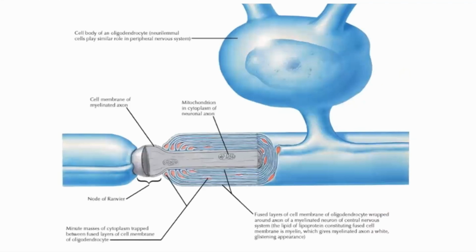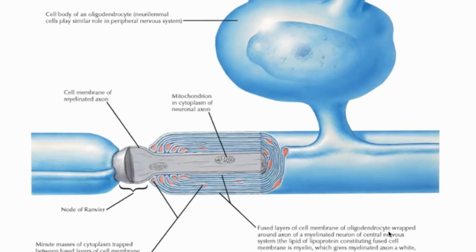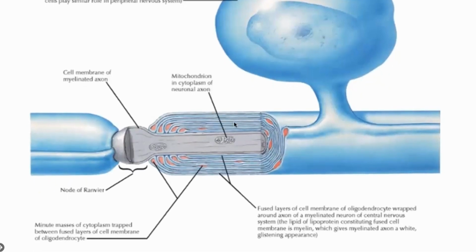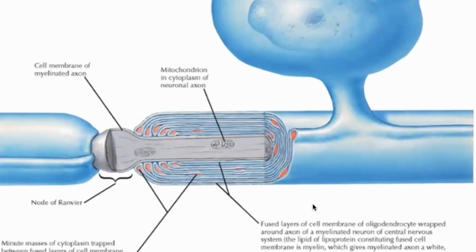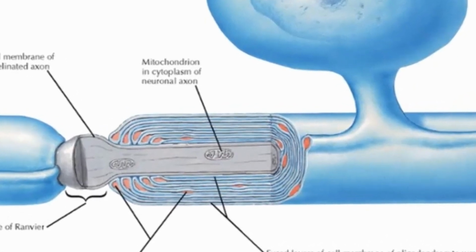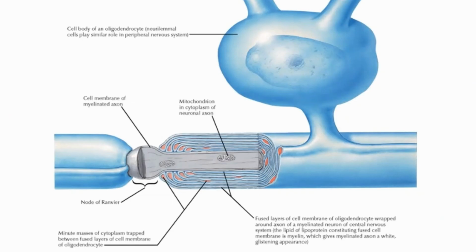This is just showing up close what myelination looks like. It's showing the fused layers of the cell membrane. So the membrane of the oligodendrocyte overlaps repeatedly and they fuse. And because this is a lipoprotein structure, it creates a thick protein structure over the axon to prevent anything from passing through it, so that when there is an action potential, fat is a good insulator, lipid is a good insulator of electrical conduction. It moves rapidly through the axon as a result of the myelin sheath.